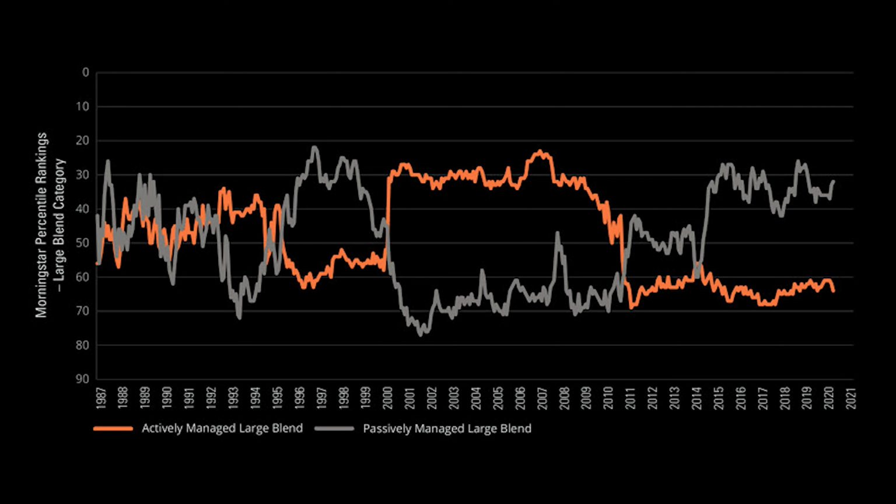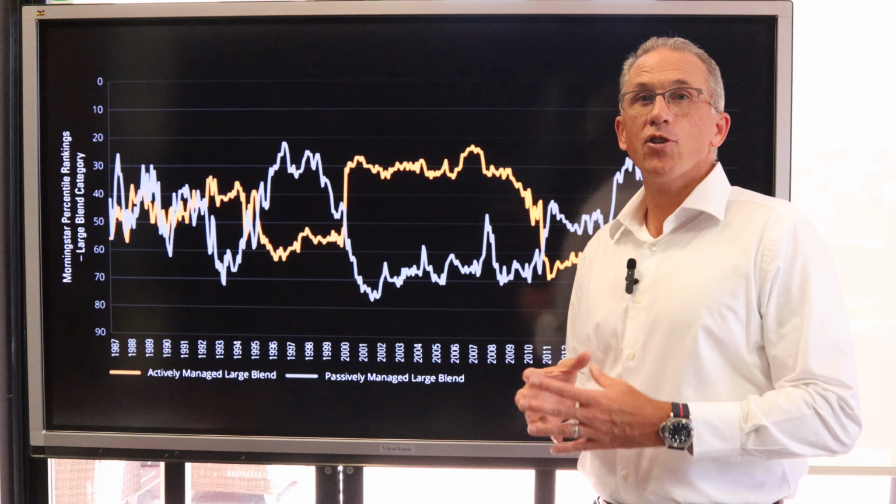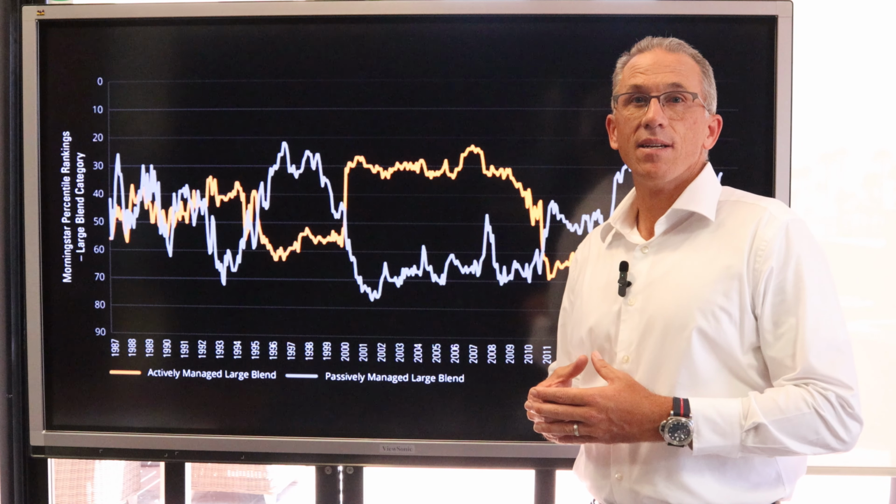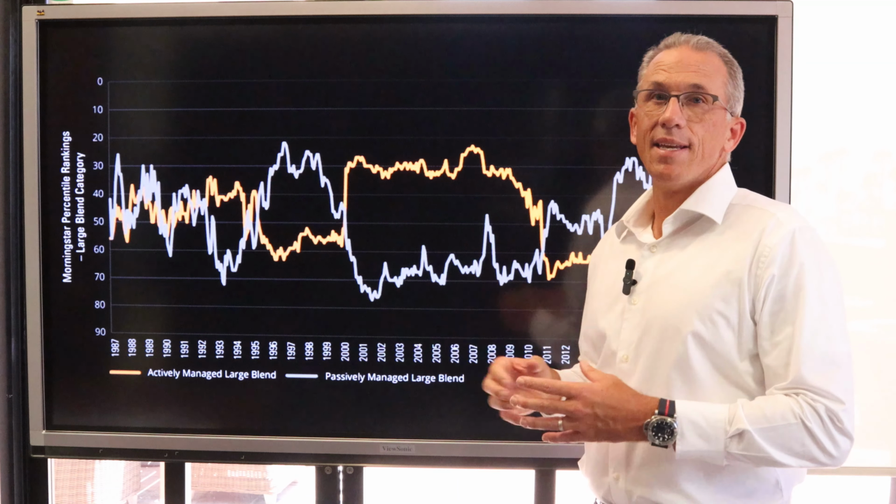Looking at a chart here that goes back to 1987, the gray is the actual passive investing, and the orange is the active investing. And what you're seeing is that during certain periods of time, active investing outperforms passive investing. And we're looking at the large cap blend index.